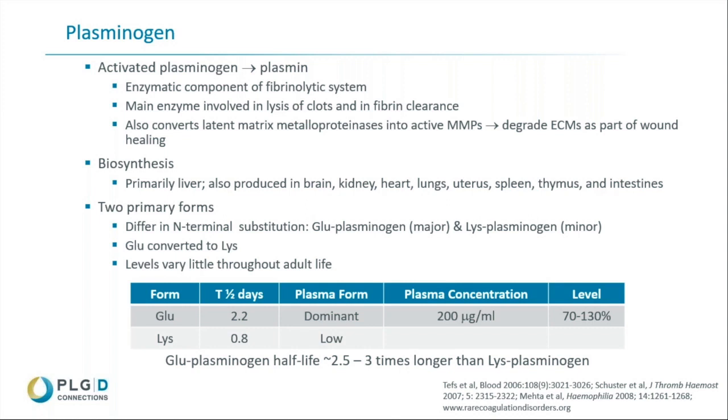Glu-plasminogen is the major form and has a half-life of about 2.2 days. It converts to Lys-plasminogen, which is the minor form in the blood and has a shorter half-life of about 0.8 days. Levels vary little throughout adult life.